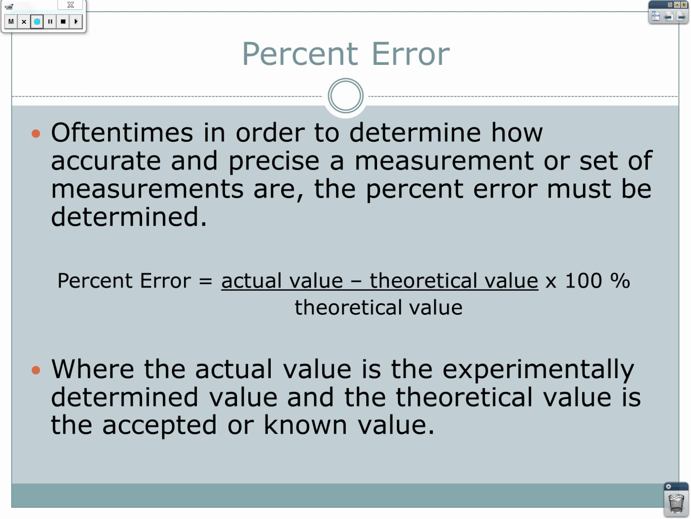In this equation, the actual value is the experimentally determined value. This is the value that you would get from your experiment. This is your results, essentially. And the theoretical value is the accepted or known value, the constant. So in that last example where we were talking about the density of copper, the actual value was 6.30 grams per milliliter. The accepted or theoretical value is 8.93 or 8.96 grams per milliliter, that known value. So again, the actual value is what you determine, the actual value that you get, and the theoretical value is the accepted or known value that the literature states.